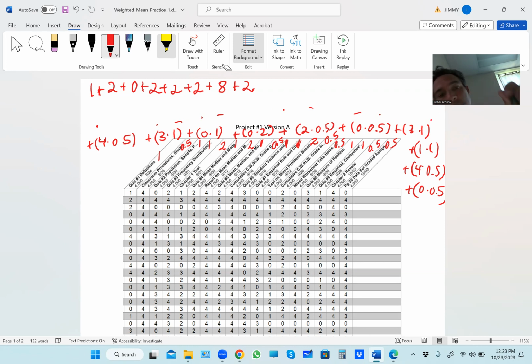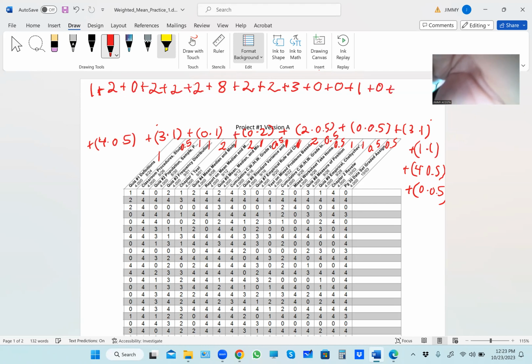Now it becomes less crowded. And then we erase this, this, this, this, this, and this. So I'll continue my addition. 4 times half is 2. 3 times 1 is 3. 0 times 1 is 0. 0 times 2 is 0. 2 times half is 1. 0 times half is 0. 3 times 1 is 3.